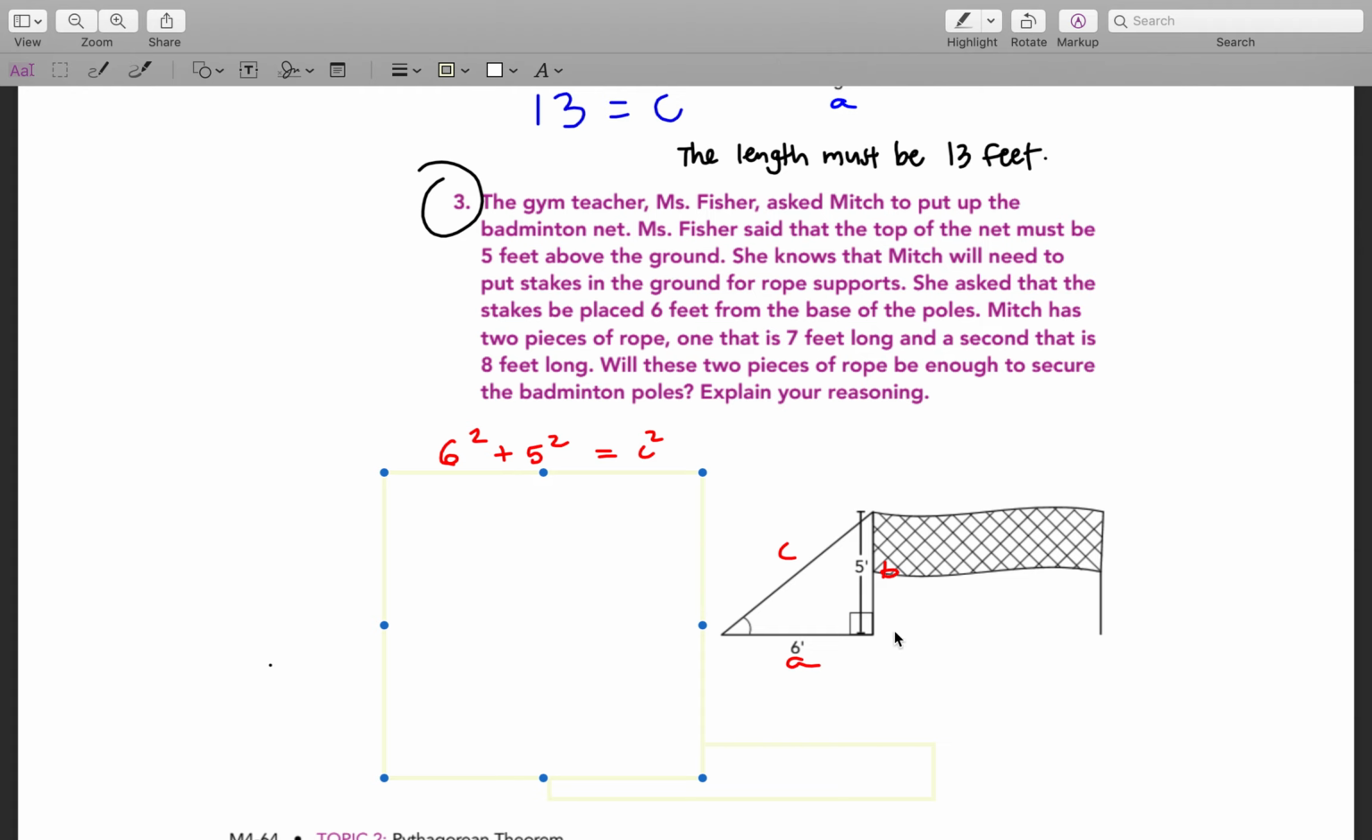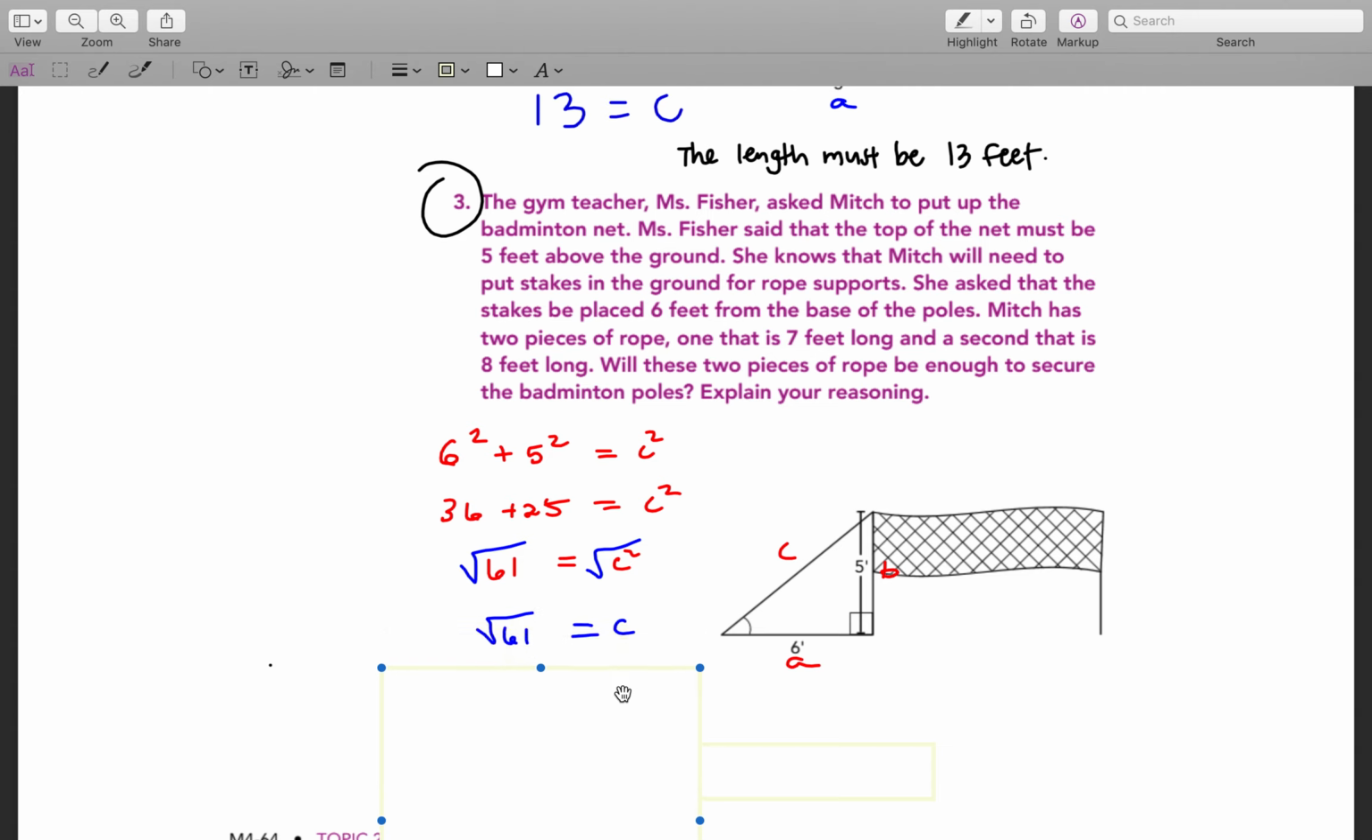All right. So once again, it's A squared plus B squared is equal to C squared, which is 6 squared plus 5 squared is equal to C squared. Okay, so 6 squared is equal to 36, 5 squared is equal to 25, is equal to C squared. So when you add these two up, you get 61 is equal to C squared. So to get C by itself, once again, just take the square root of both sides. So on the right side, it's going to be C. Square root of 61 is equal to 7.81.